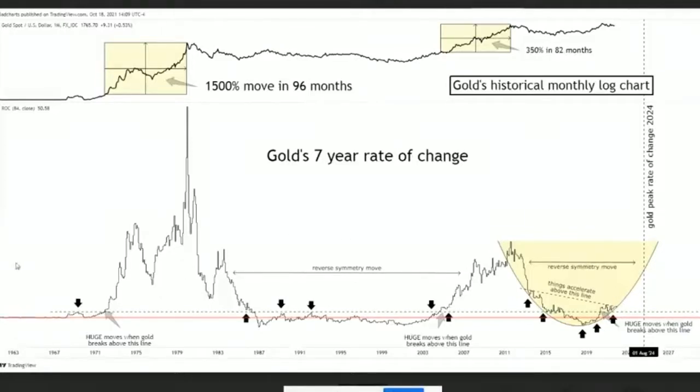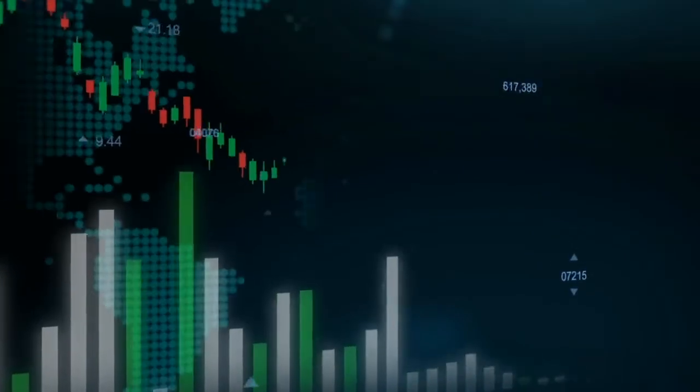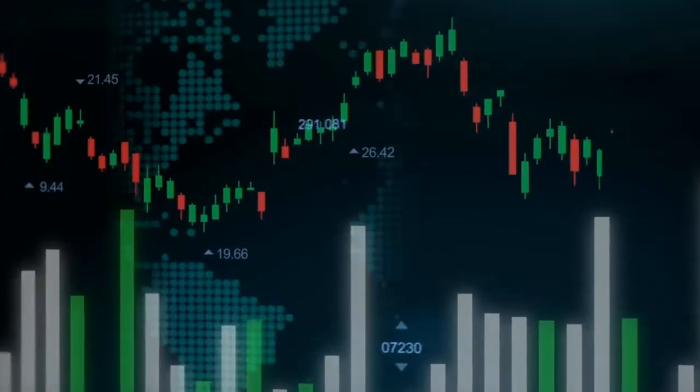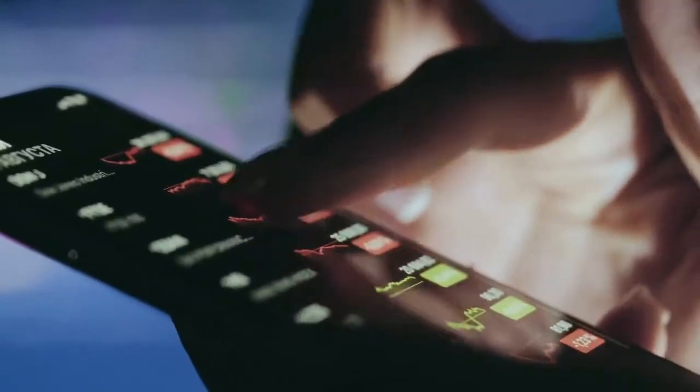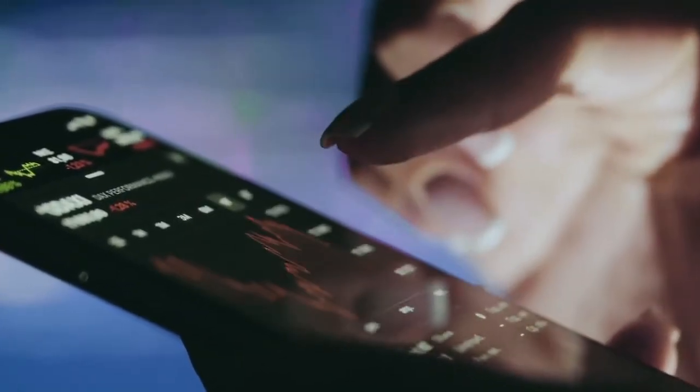Exactly. So right now, this is the historical gold chart. You've seen this, the 7 year rate of change. It means wherever you are in this chart, if you would have bought 7 years ago, that's how much it went up. So 600%, 900%. You see here's the bubble in the 1980s. In 2011, we had a rate of change of about 350%.